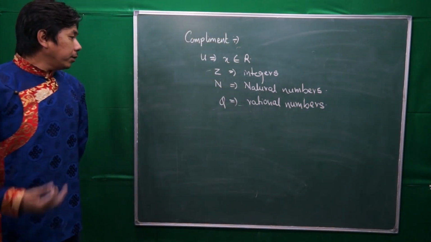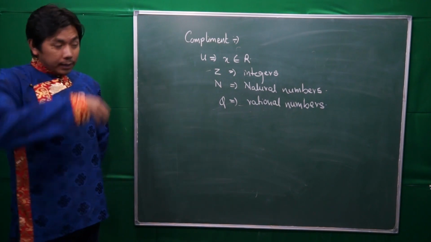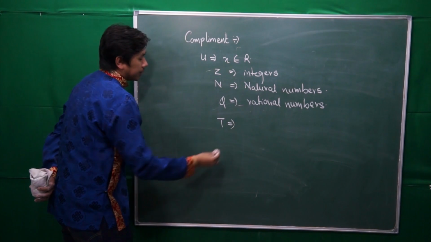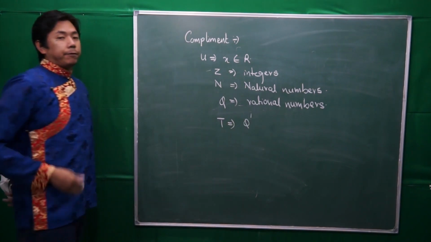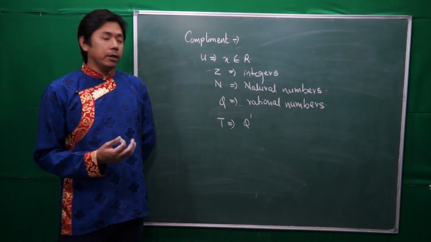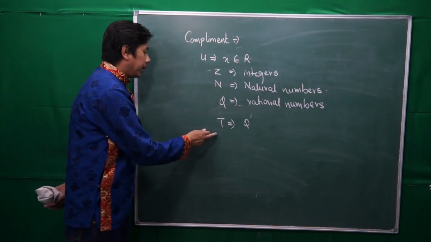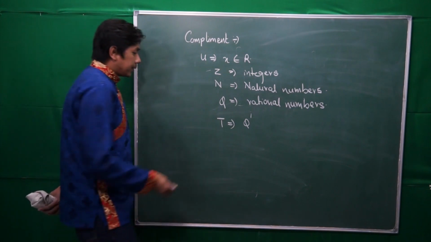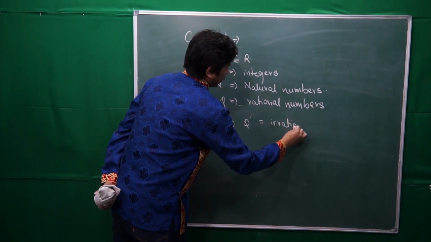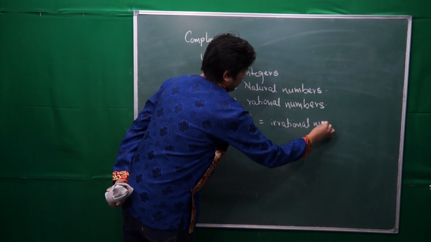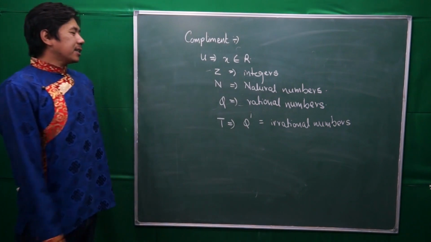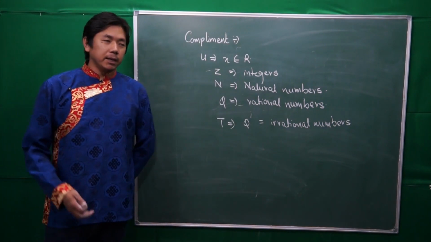So if Q is for rational numbers, in that case your T would be irrational numbers, which is Q complement. If you understand the concept of rational numbers, your T would be Q complement. That means T would be irrational numbers.